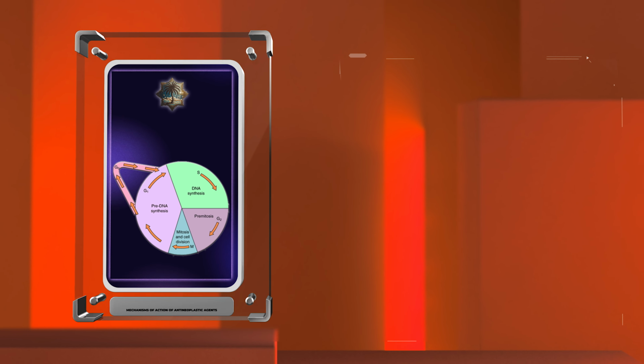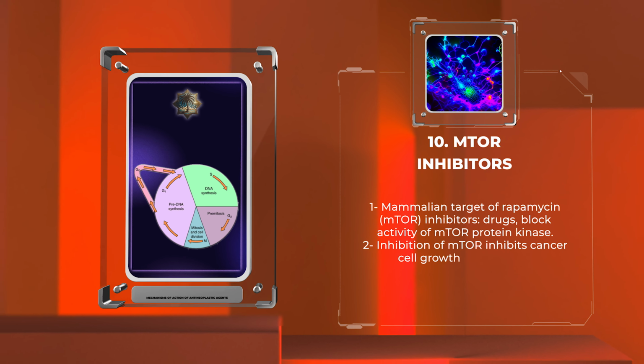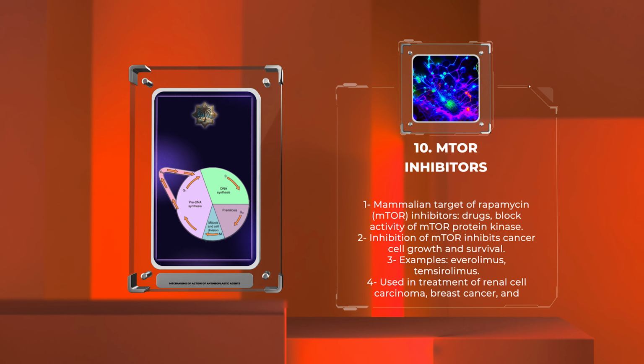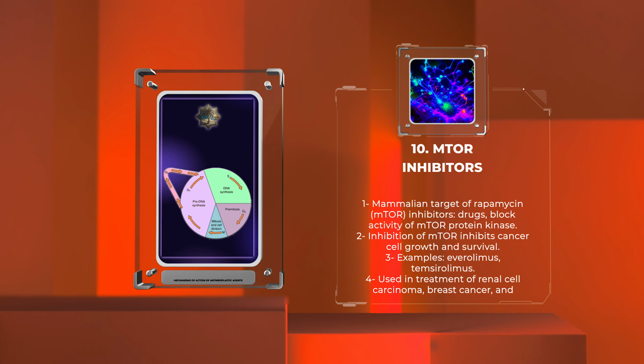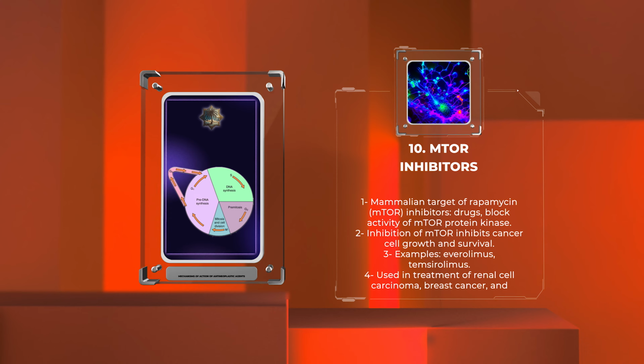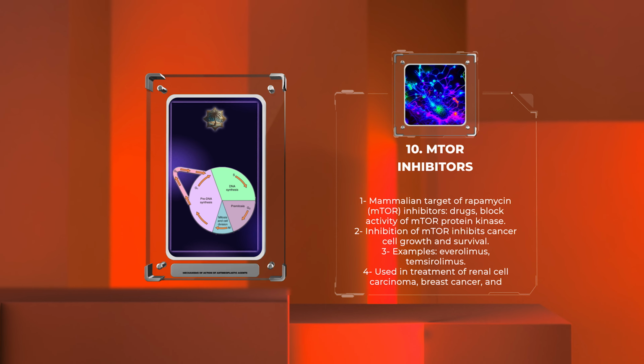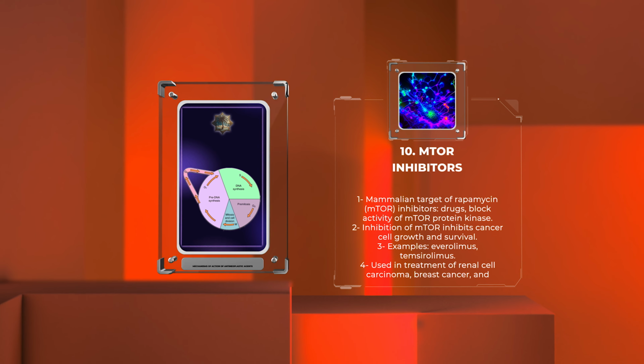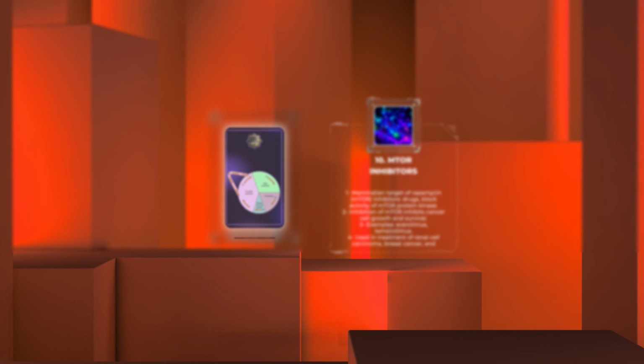The mammalian target of rapamycin, mTOR, is a protein kinase that plays a crucial role in cell growth and metabolism. mTOR inhibitors are drugs that block the activity of mTOR, inhibiting cancer cell growth and survival. Drugs like everolimus and temsirolimus are examples of mTOR inhibitors that are used in the treatment of renal cell carcinoma, breast cancer, and pancreatic neuroendocrine tumors.